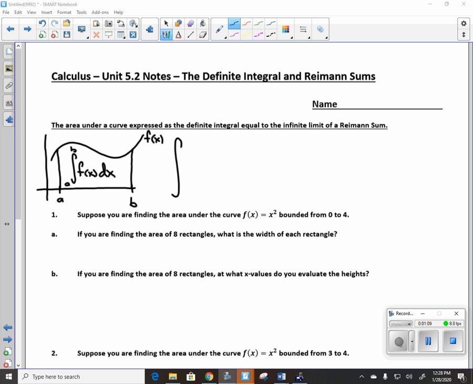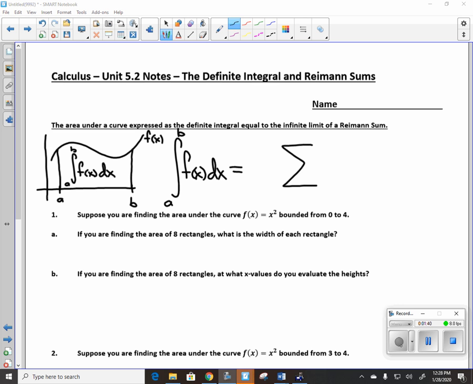So the integral a to b of f of x dx is actually equal to something that we know how to compute. We know how to compute the area of rectangles, don't we? And what we did is we took the sum of the heights times the width, correct? So we're going to do the sum of the heights.